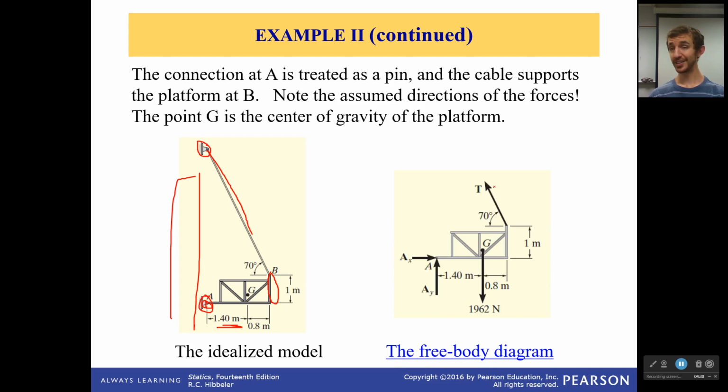So the rope becomes a tension. The pin support becomes a reaction force. And we finally apply the weight at the center of gravity. And we can solve this. In fact, let's just go ahead and do that. Here, I'm going to solve for the tension and just show you how I can do that.